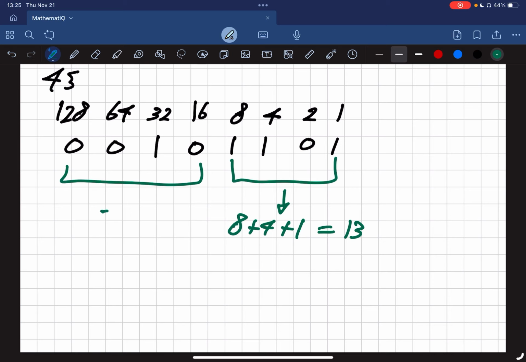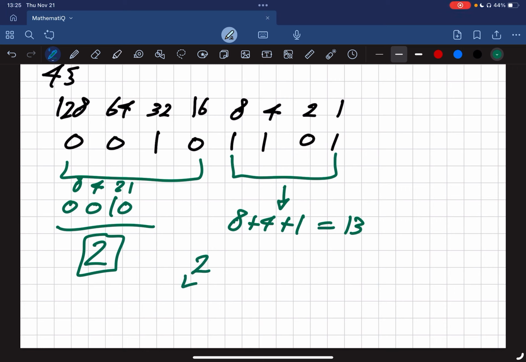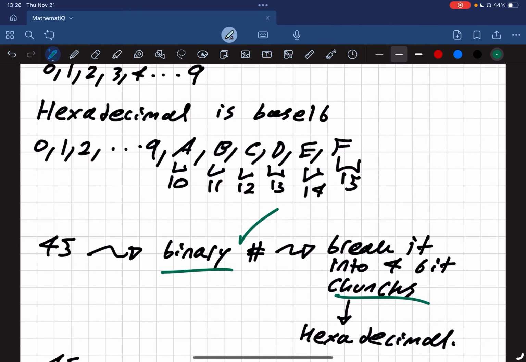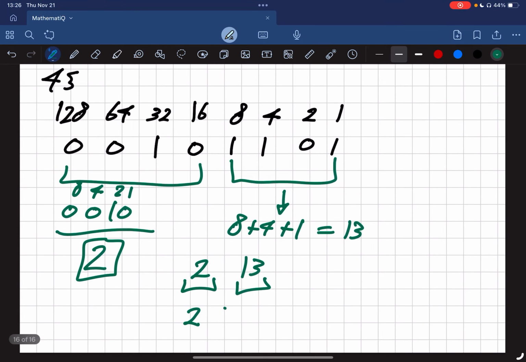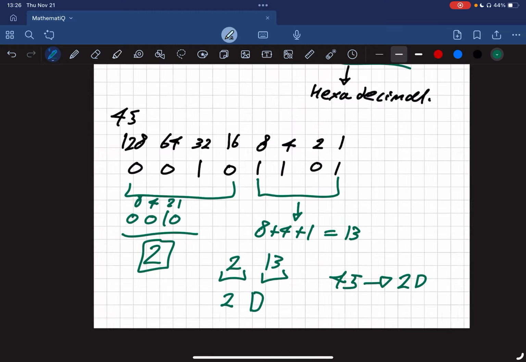And then here, if we take this 0, 0, 1, 0 and look at it just as a 4-bit number, not with these weightings, we look at it as 1, 2, 4, 8. This is simply the number 2. So we have 2 and 13. But as we know, 2 in hexadecimal is going to be 2, and 13 in hexadecimal, as seen over here, is D. So as we see, 45 in decimal has become 2D in hexadecimal.